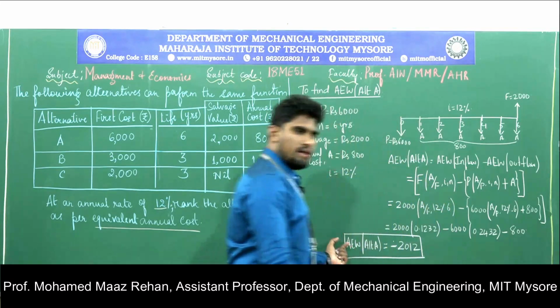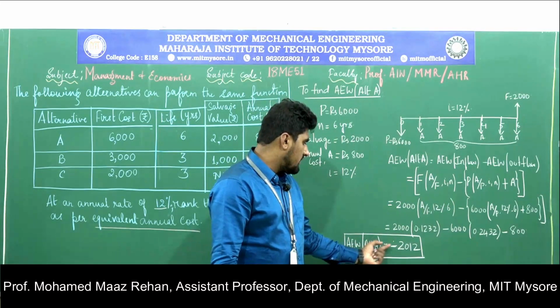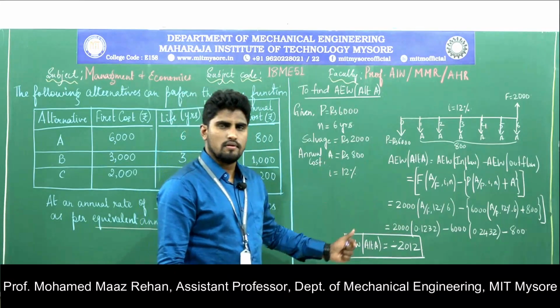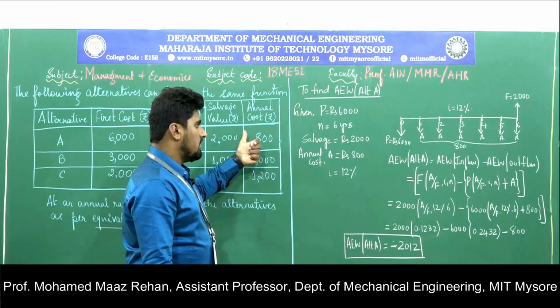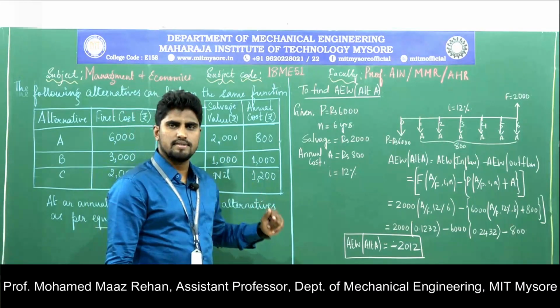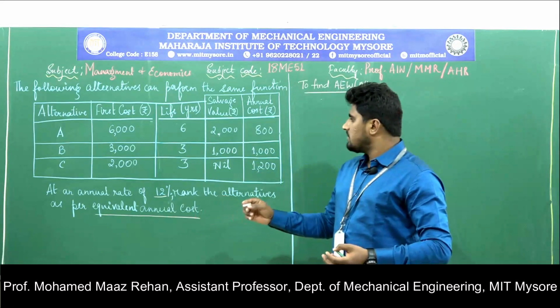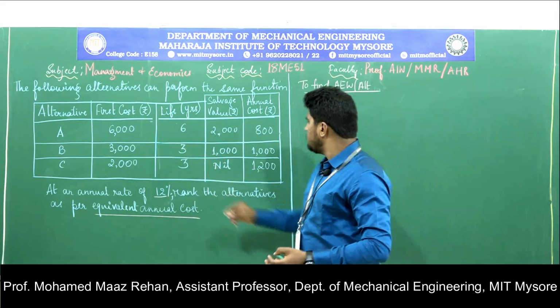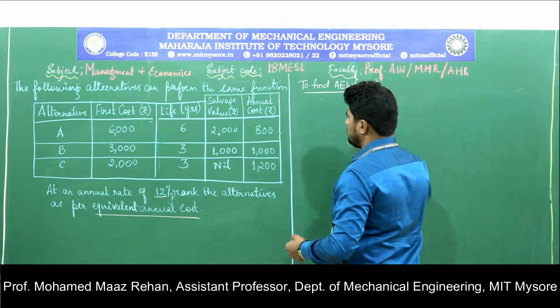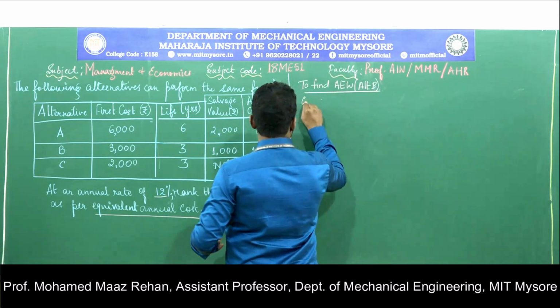So you will get annual equivalent worth for alternative A as minus 2012. This is how you need to solve for A. In similar lines, we shall solve for B and C. Next, to find annual equivalent worth for alternative B, what is all the given data?